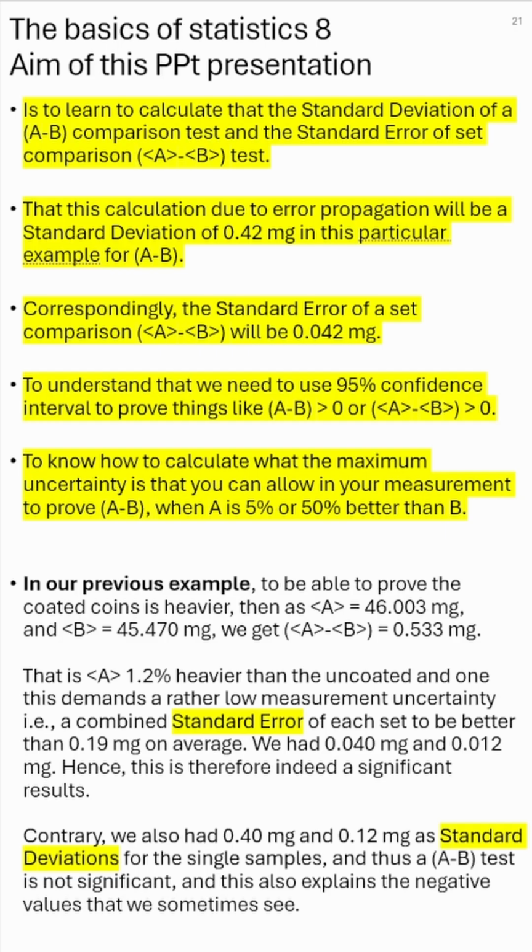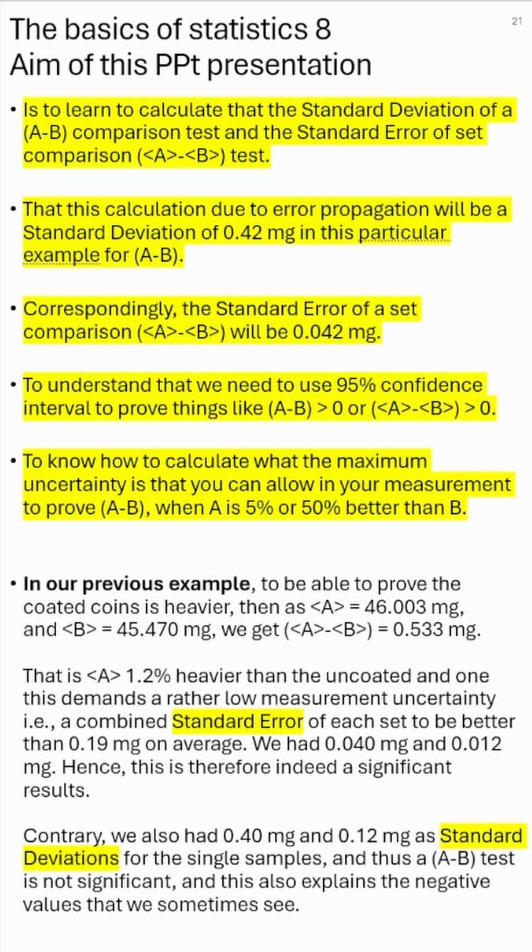And the last thing we're going to learn is that, depending on what the maximum uncertainty is, this will tell you how much the improvement must be to be able to say it is statistically significant. So if the improvement you have shown is only 5%, the demand for low measurement uncertainties becomes very demanding. But if you're measuring an improvement of 50%, then the demand for low measurement uncertainty becomes less problematic.